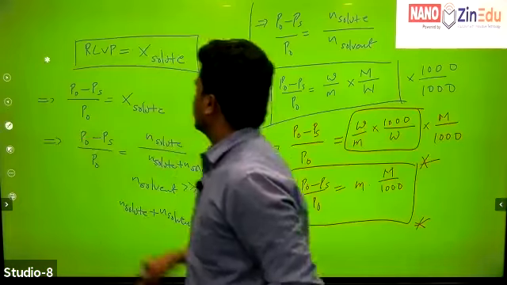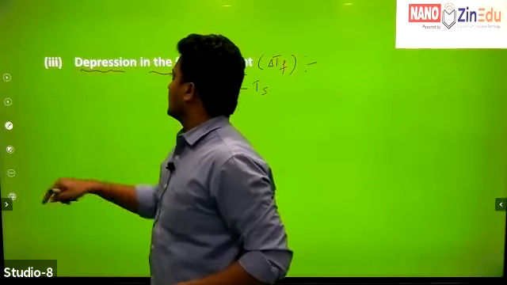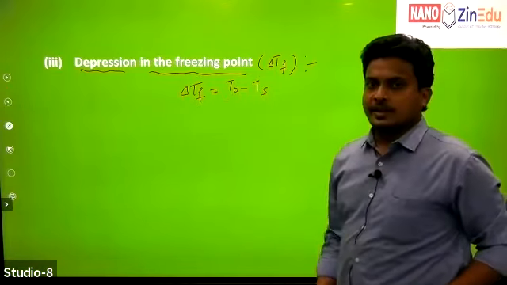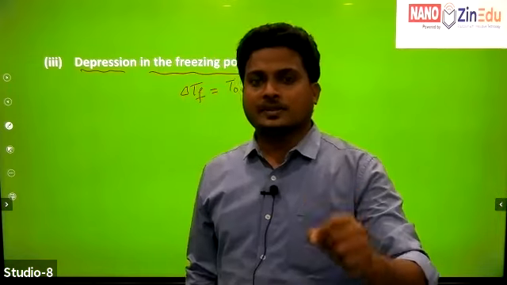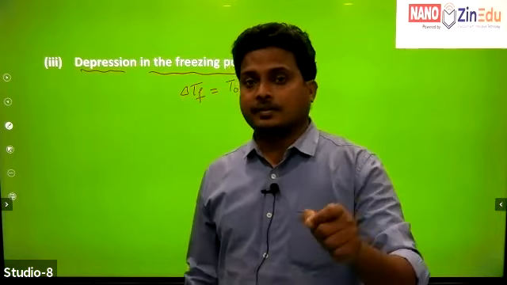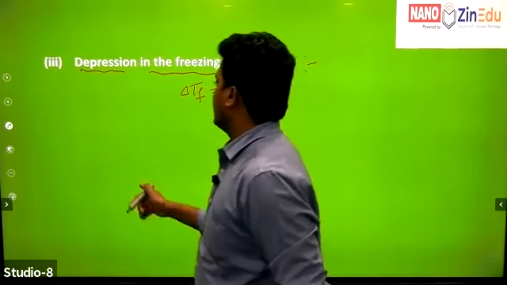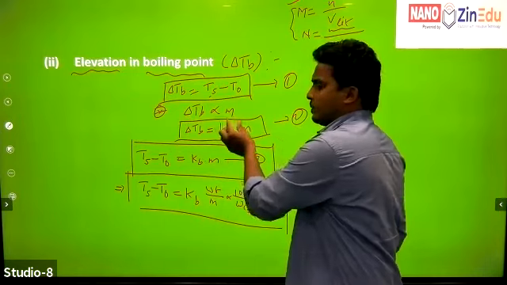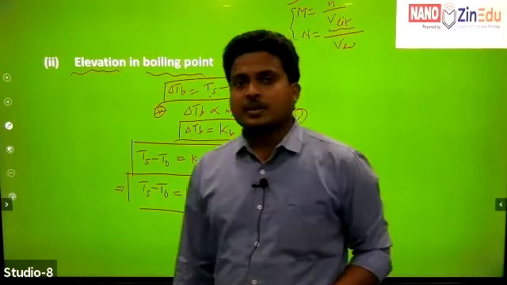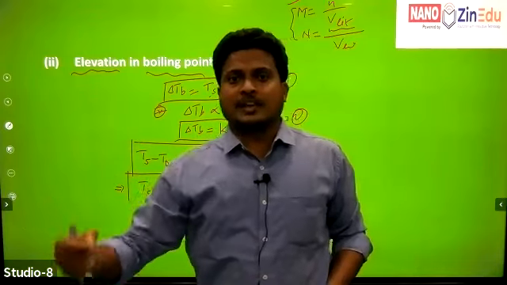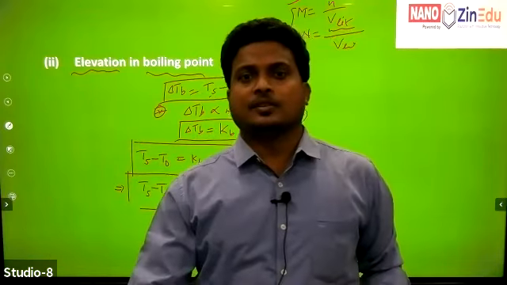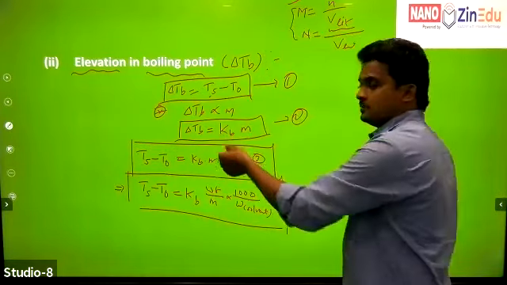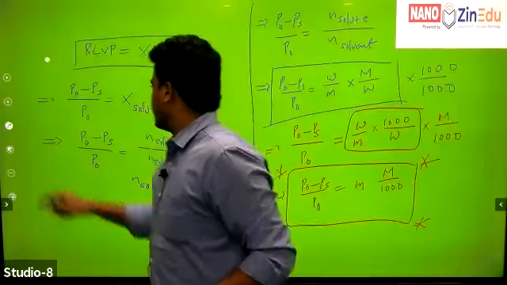But here, in depression in freezing point, T0 is greater than TS, where T0 is the freezing point of the pure solvent and TS is the freezing point of the solution. In the same way, elevation in boiling point is directly proportional to the concentration term, because all colligative properties are directly proportional to the number of solute particles or the concentration of the solution. Why are we taking molality here? We already know that; we only just discussed it.